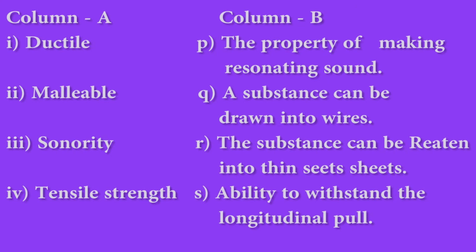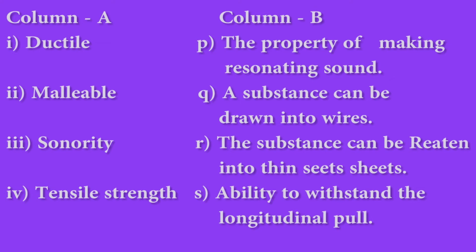Next one, question number 6, a matching type question. There are two columns, column A and column B. In column A, some properties are given, and you have to match them suitably. First one, ductile. You know what is ductile? A substance that can be drawn into wires. That is the property of ductility. So ductile is matched with Q.